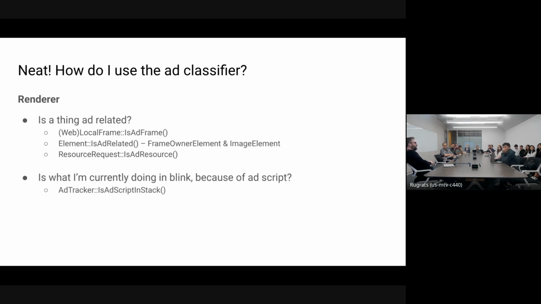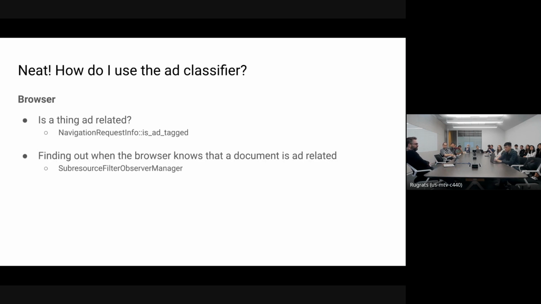This is the one you call when you're in Blink, doing something on behalf of some script right now, and you don't know what script it is. Basically, who am I doing it on behalf of? You can ask the question, is ad script currently in the stack? And if it is, then I'm doing it on behalf of ads. That's how you make these capability constraints and interventions.